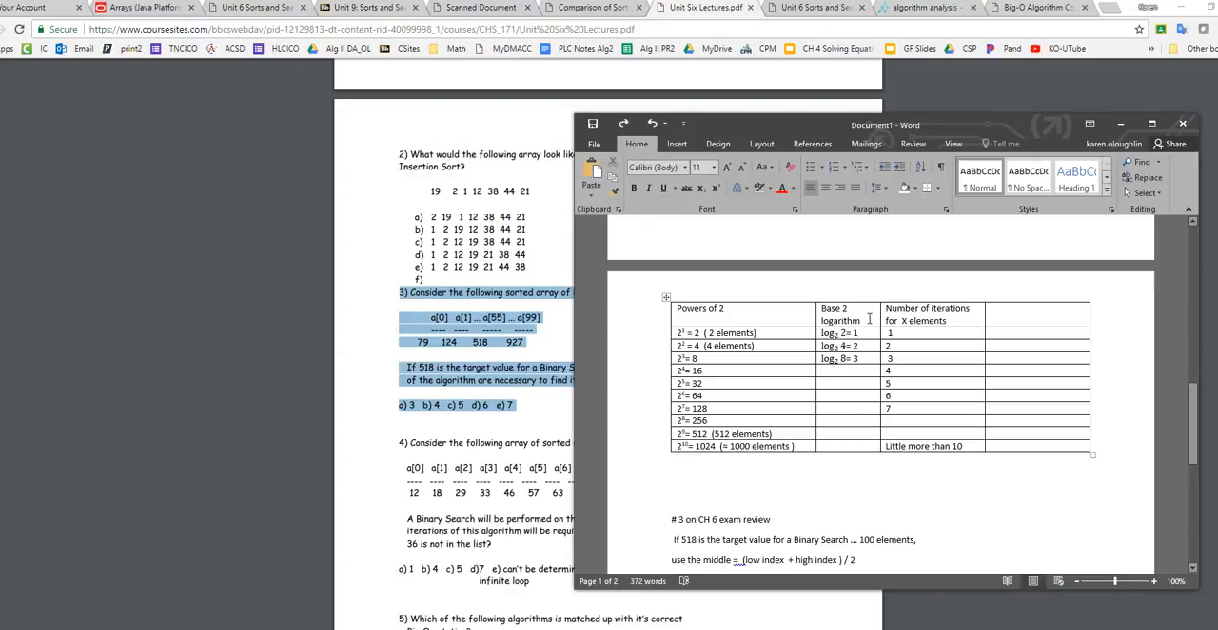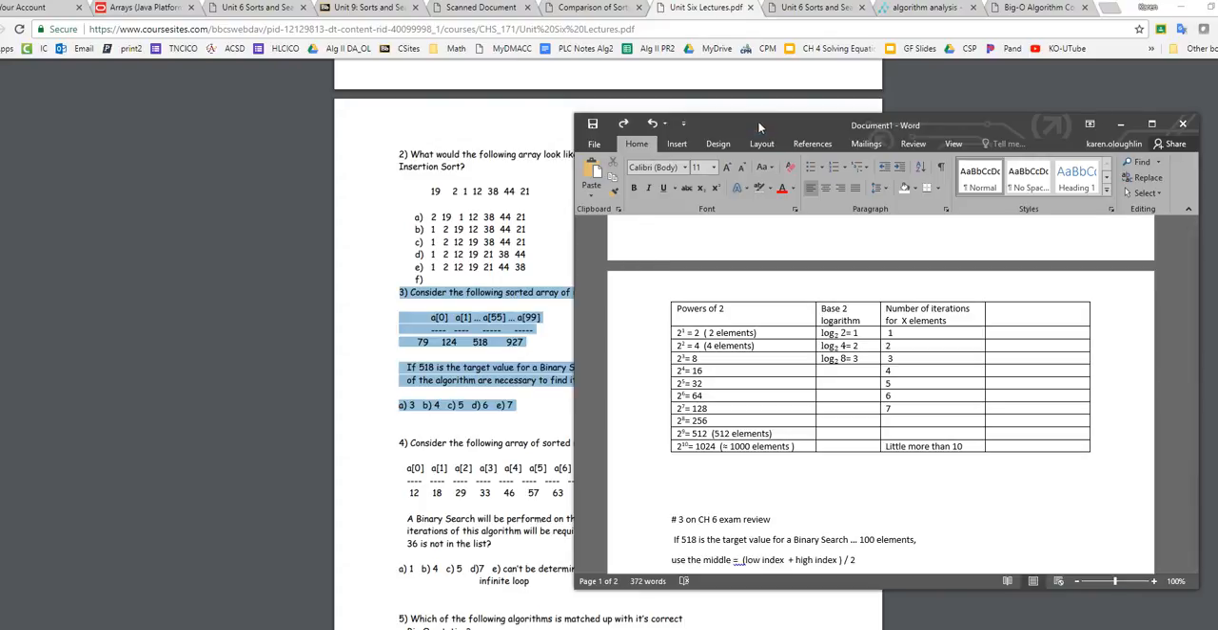The base 2 logarithm of these, if I were to evaluate, for example, if I put it in logarithmic form, base 2 log of 2 is 1, base 2 log of 4 is 2, base 2 log of 8 is 3, etc. This corresponds with the number of iterations for x elements, and that x number of elements is the right hand side over here on your powers of 2. So if I had 500 elements, it would take me approximately 9 iterations in order to find my target.